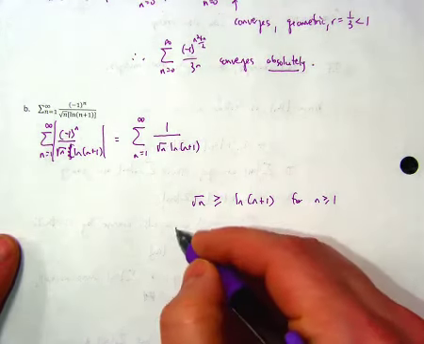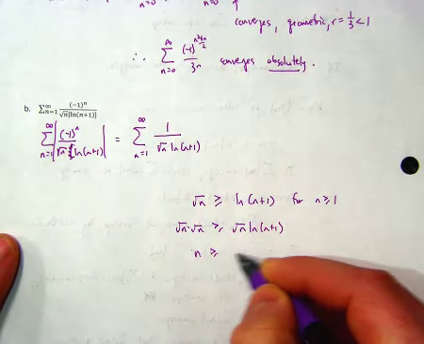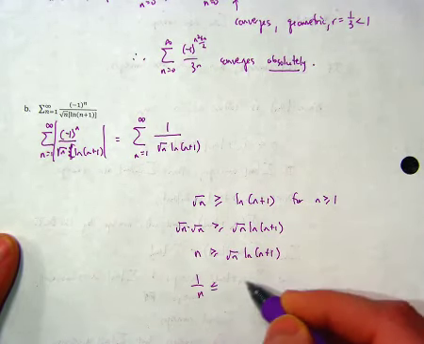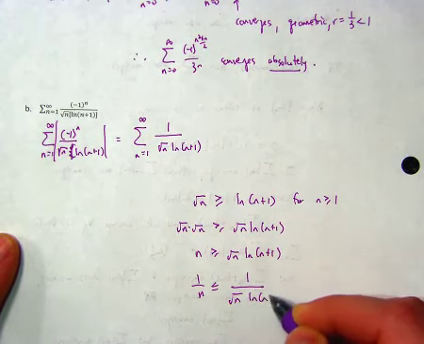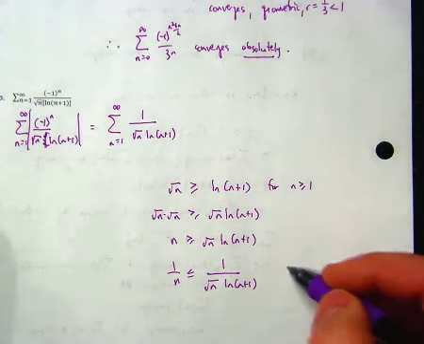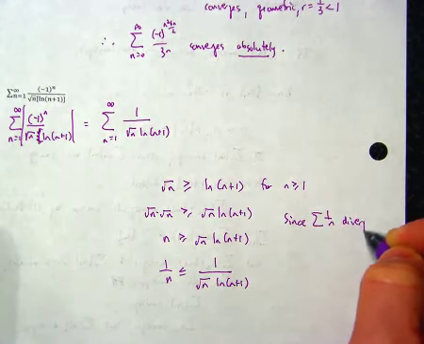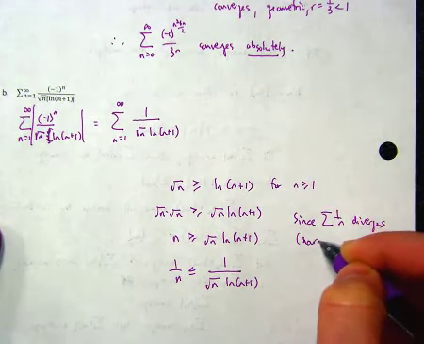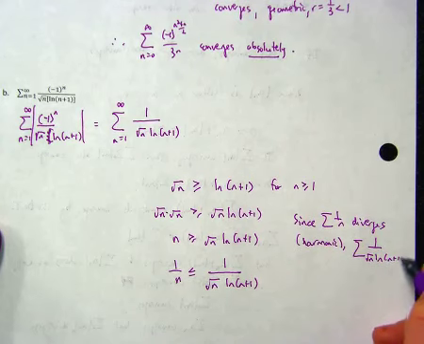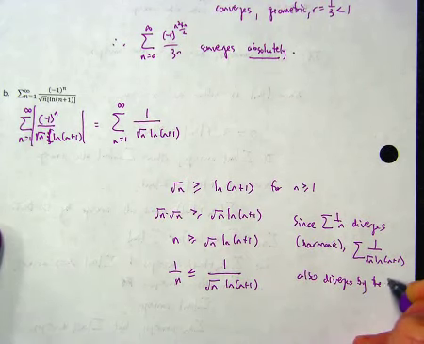So this is true. If we multiply both sides by the square root of n, that's definitely true. And so we get n is greater than or equal to the square root of n times the natural log of n plus 1. And if we take the reciprocal, 1 over n is then less than or equal to 1 over the square root of n times the natural log of n plus 1. So we have our series that we want above a divergent series. Since the series 1 over n diverges, it's the harmonic series, our series 1 over the square root of n times the natural log of n plus 1 also diverges by the direct comparison test.